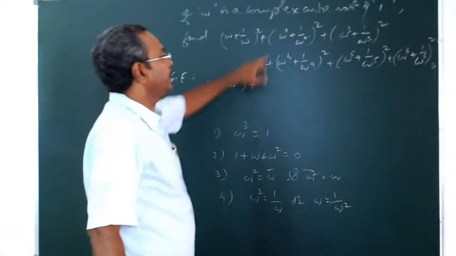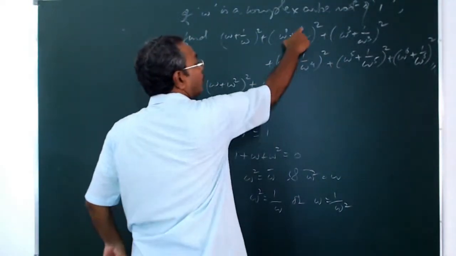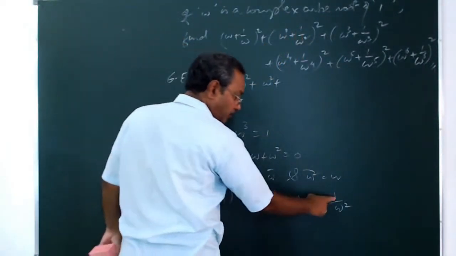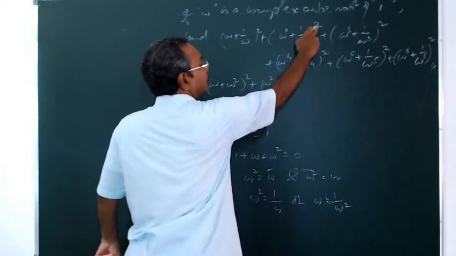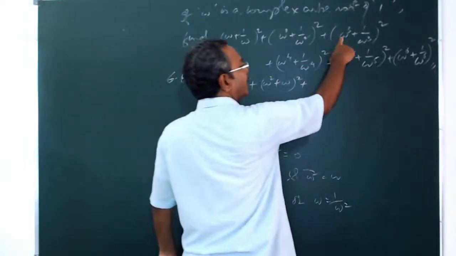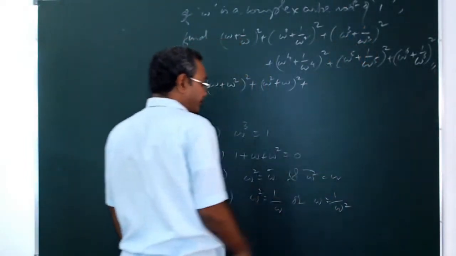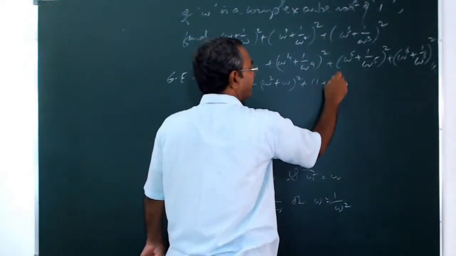Plus, look at the next one, omega square plus, what is 1 by omega square? 1 by omega square is omega square plus, for the third term, omega cube plus 1 by omega cube. We know that omega cube is 1, so it is 1 plus 1 square.